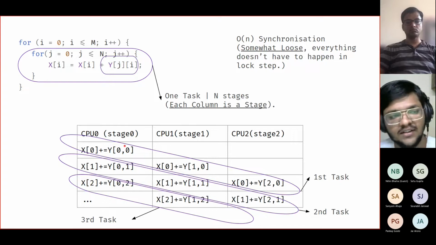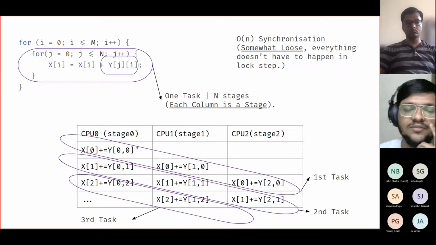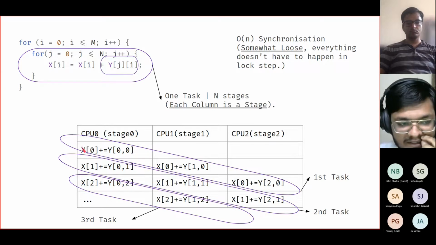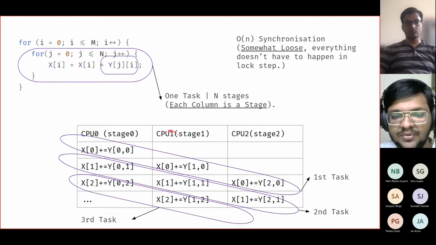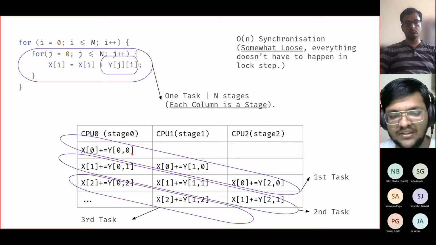And what we want here is to synchronize the writing to x0 in some way. After CPU 0 writes x0 with y00, it doesn't need x0 anymore. So after that, CPU 1 can execute on x0, and after CPU 1 executes on x0, CPU 2 can execute on x0. This is what we call pipelining the accesses here.